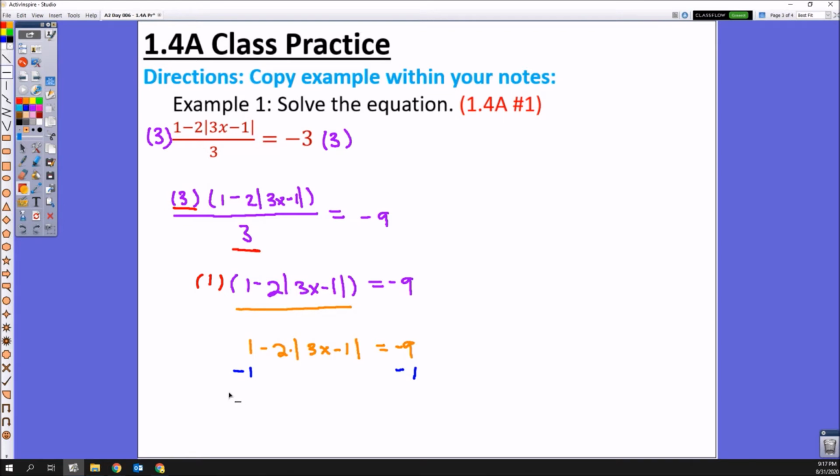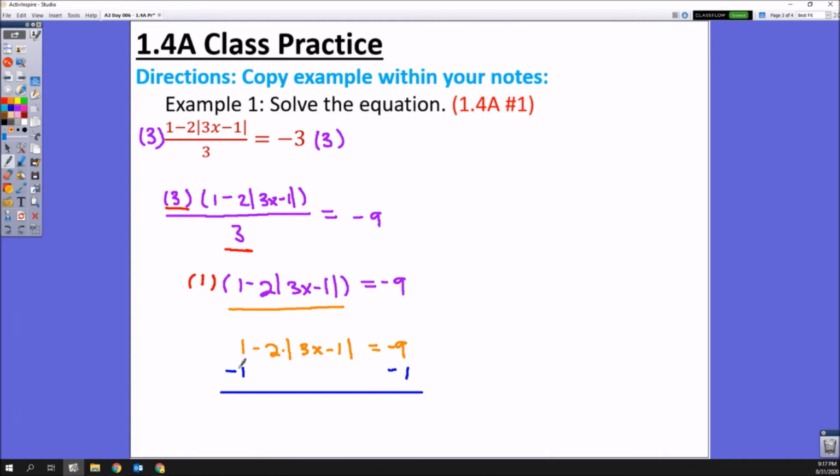Remember, these two 1s cancel out. I'm not going to write the 0, but you feel free to write it. You'll see that it will not make a difference whatsoever. Now remember, negative 9 minus 1, they both have the same sign, so I can just add up the numbers and keep the same sign. So negative 10. Again, here we have 0 minus 2 times the absolute value of 3x minus 1. So that's the same as negative 2 times the absolute value of 3x minus 1 equals negative 10.